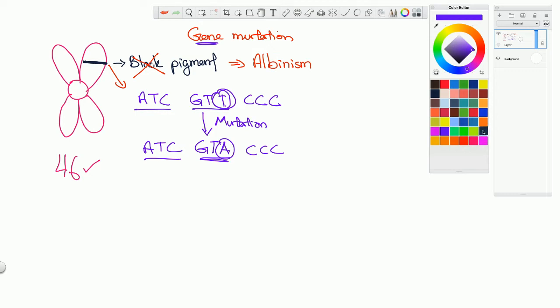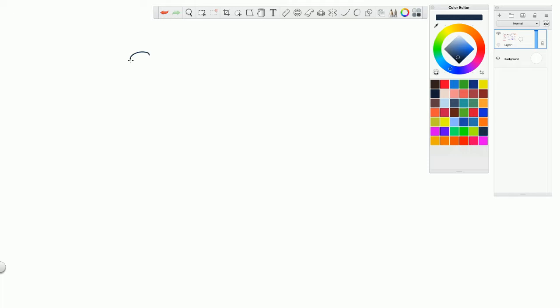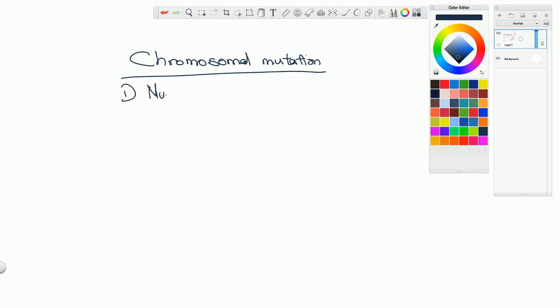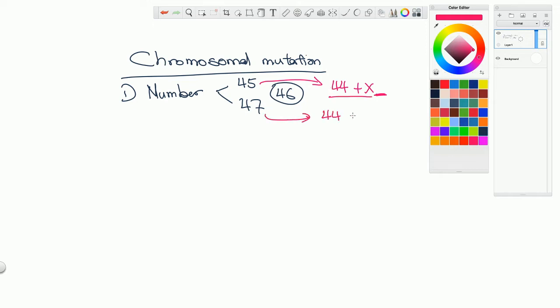But chromosomal mutation is something more serious. For chromosomal mutation, there are two possible factors. One is an abnormal number of chromosomes. An abnormal number can be 45 chromosomes or 47 chromosomes, because normal should be 46 for human. For 45 chromosomes, an example is 44 autosomes plus 1 X. Lacking one sex chromosome gives 45 in total, which is abnormal.